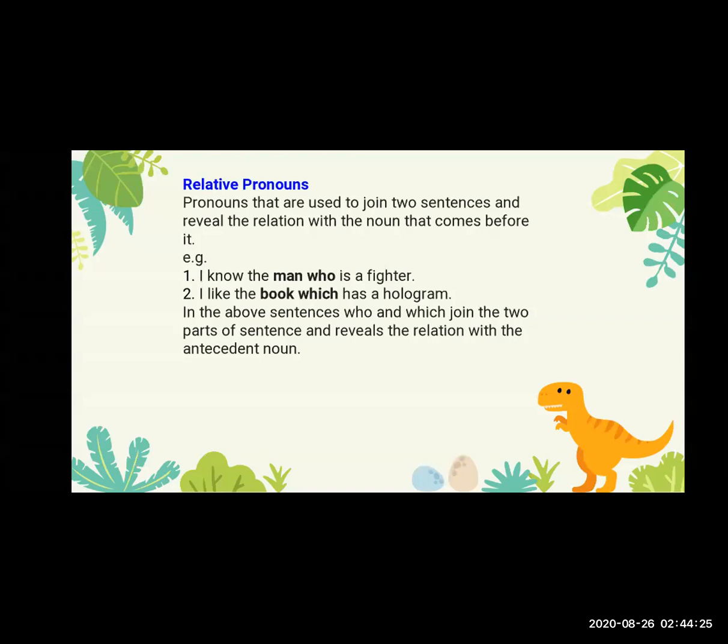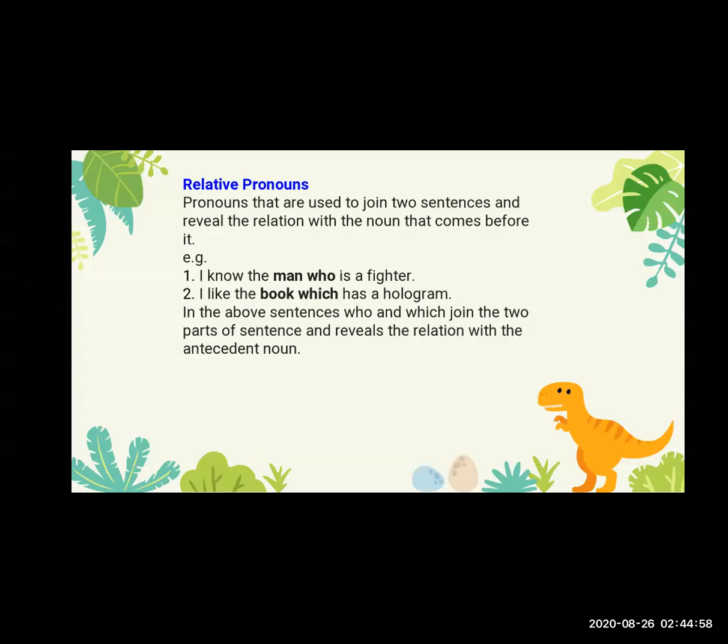So relative pronouns are pronouns that are used to join two sentences and reveal the relation with the noun that comes before it. So relative pronouns are the pronouns we use to show the relation with the noun which comes before it. Let us see some examples of the relative pronouns here.